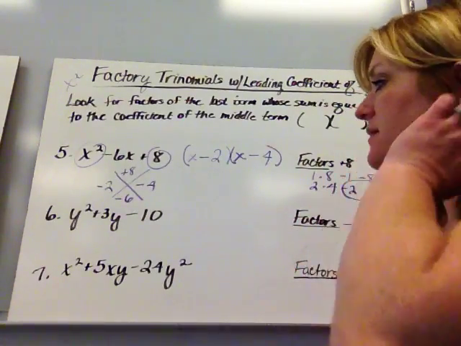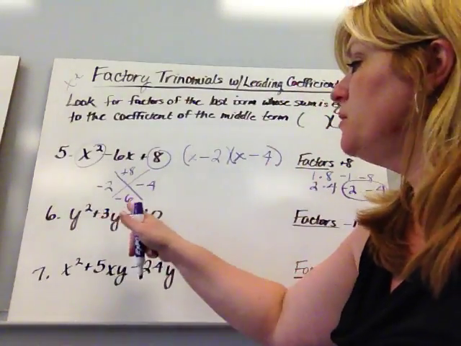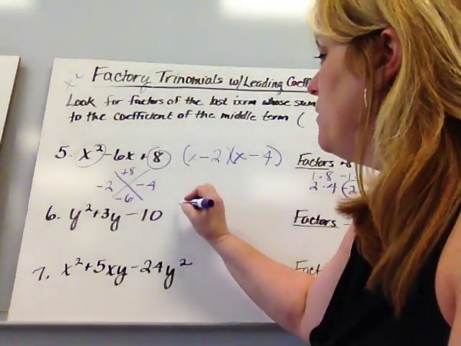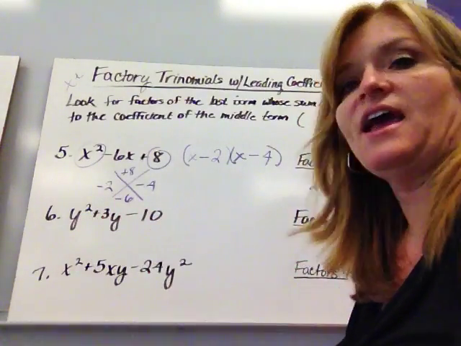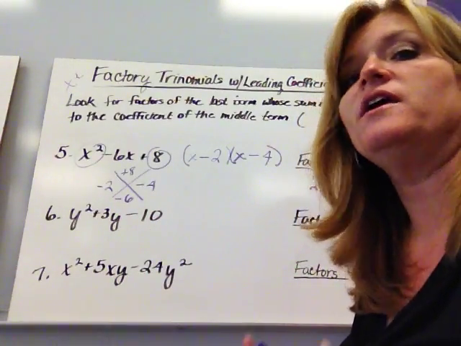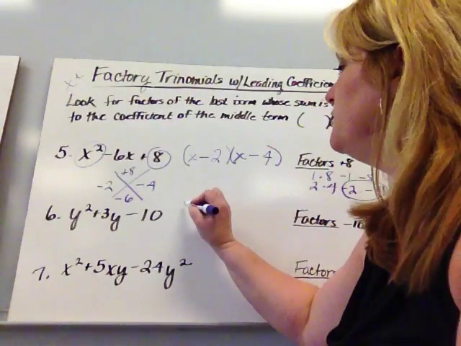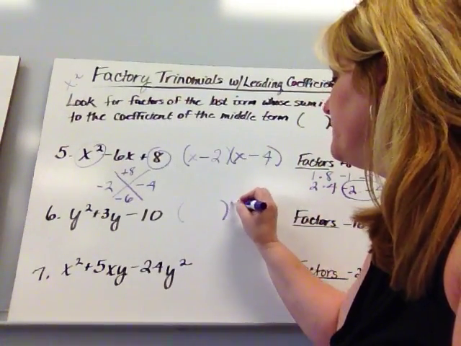All right? Let's look at this one right here. I've got y squared plus 3y minus 10. The first thing you should always do is look with your eyeball and see, is there anything I can pull out of that, anything I can factor out? If you can't, then we're going to go right to two parentheses, and there's nothing I can pull out.